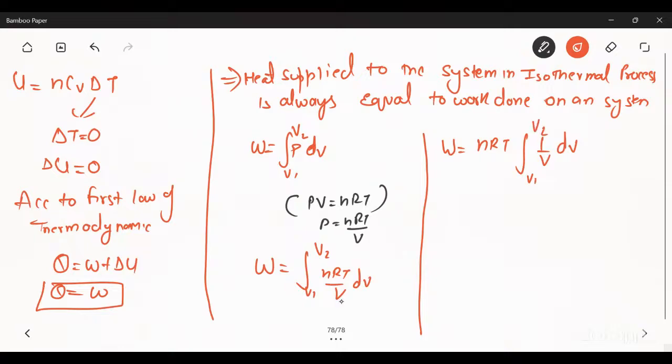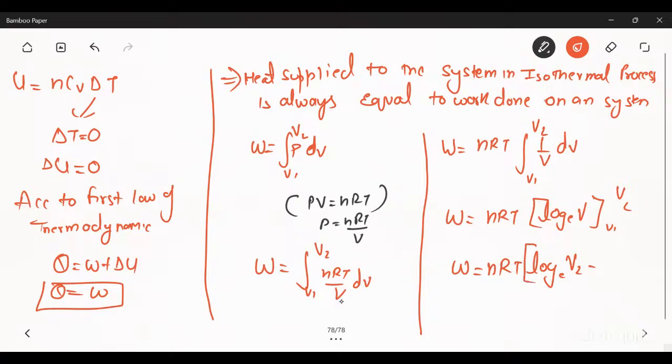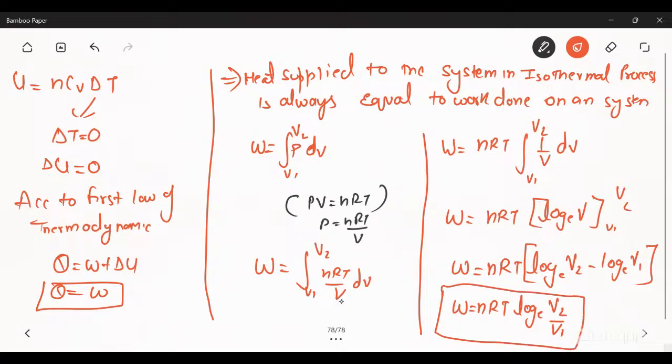So integration of 1 upon V dV is log V. So nRT log e base V, from V1 to V2. If you put the value of volume, you will get W is equal to nRT [log e base V2 minus log e base V1]. Now log V2 minus log V1 is log V2 upon V1. So W is equal to nRT log e base V2 upon V1. This is the work done in an isothermal process.